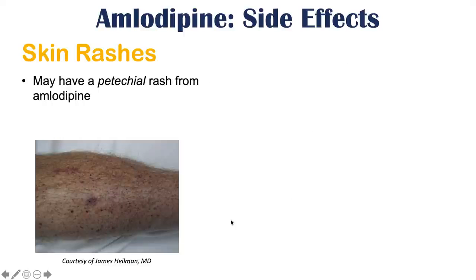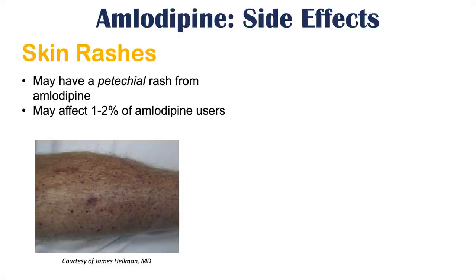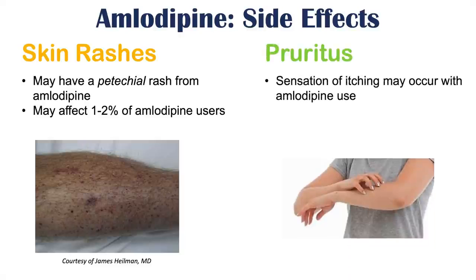So petechiae are little spots of red, so superficial bleeds under the skin. And this can occur in approximately 1 to 2% of amlodipine users. And then pruritus, which is a sensation of itching, can also occur with amlodipine use, and this likely affects 1 to 2% of patients as well.